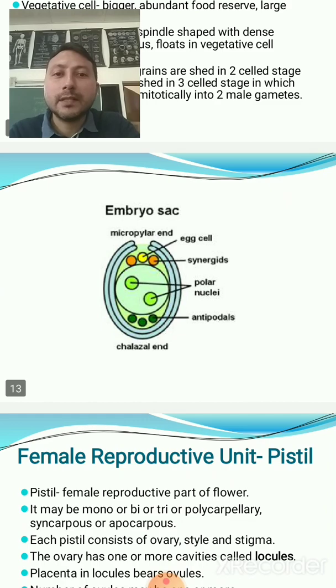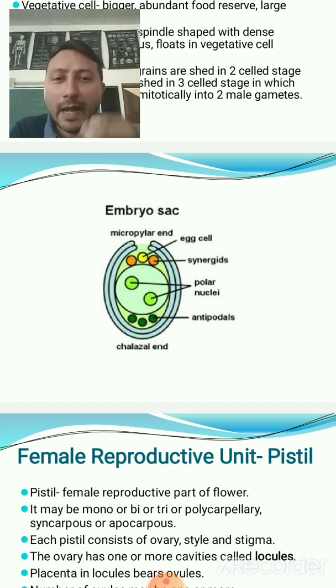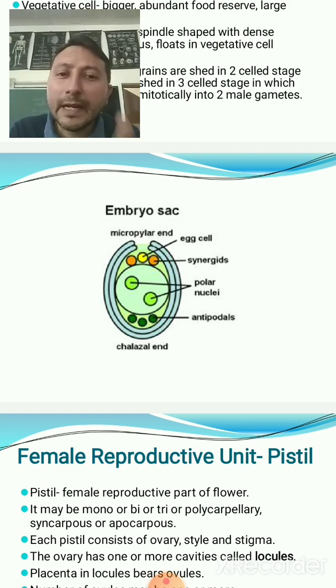Embryo sac: this is the female reproductive part. When we observe it, there is one part called the chalazal end, and the micropylar end, and it is surrounded by layers called integuments. At some portion these integuments are missing, which is called the micropylar end, through which generally the pollen tube will enter. It is also an 8-cell stage.